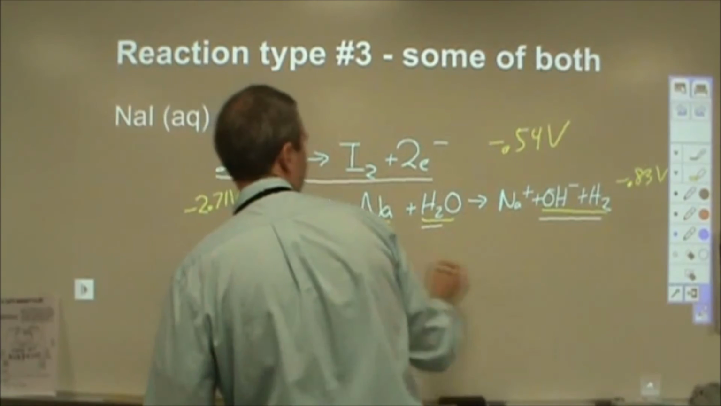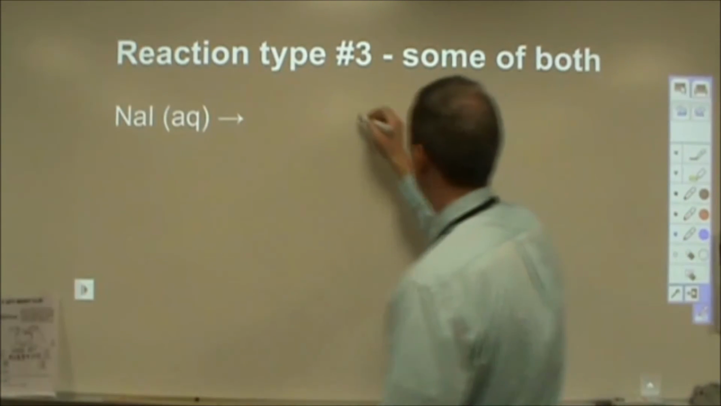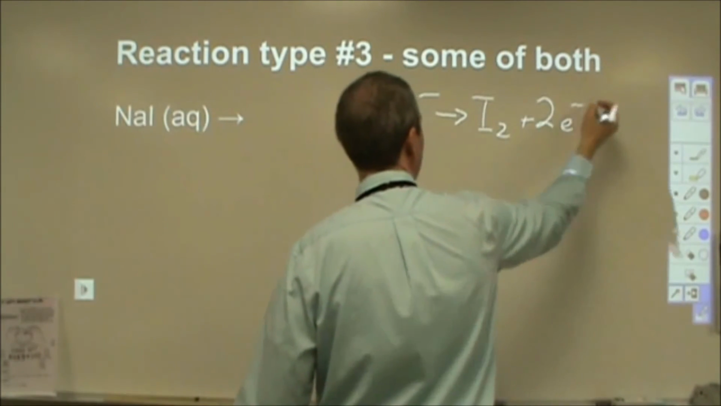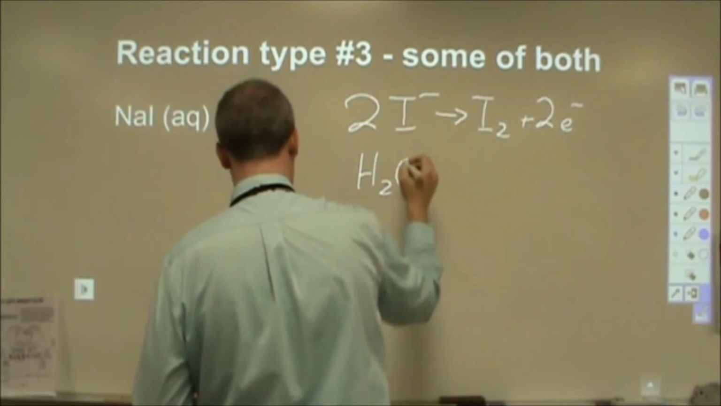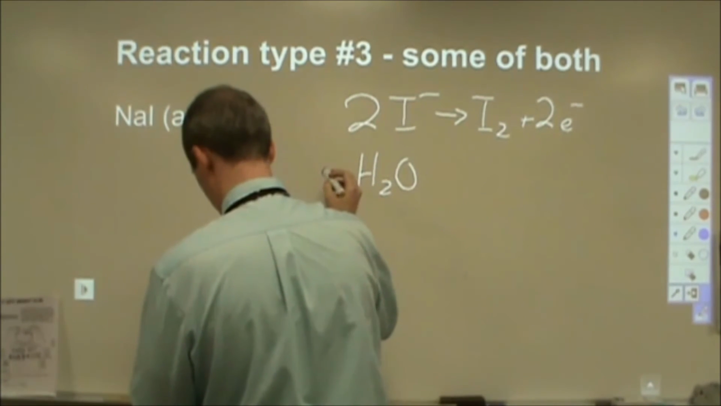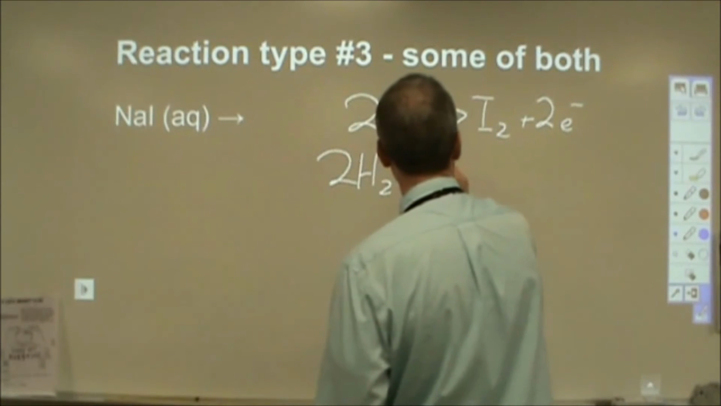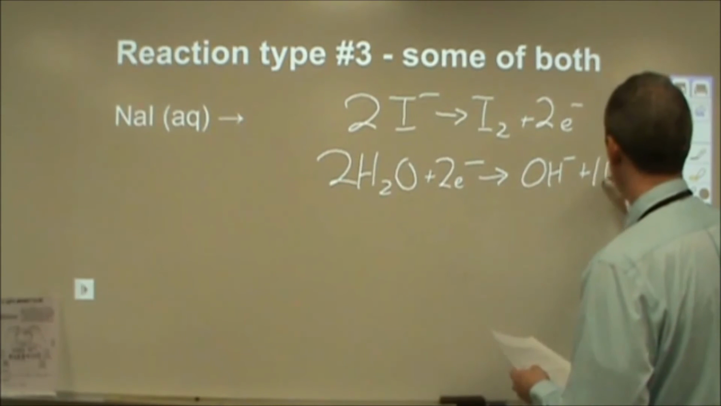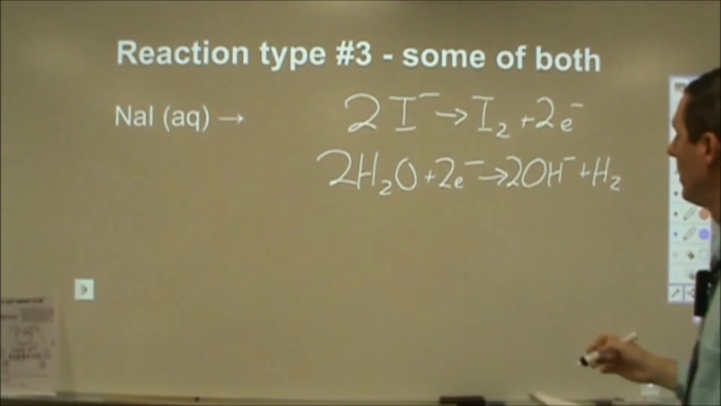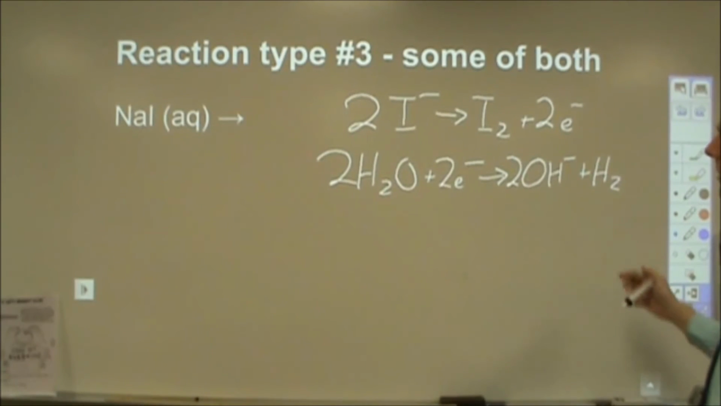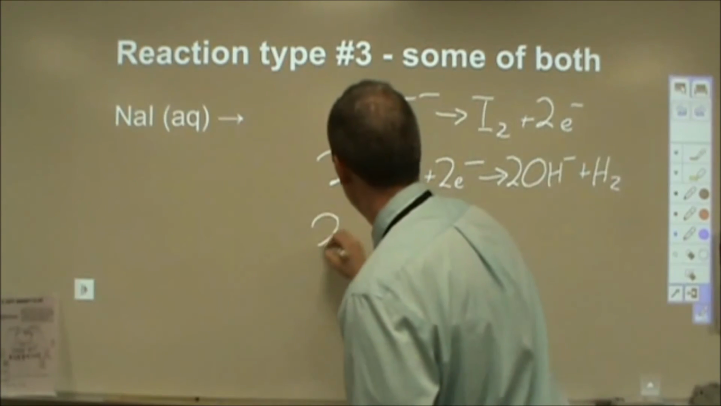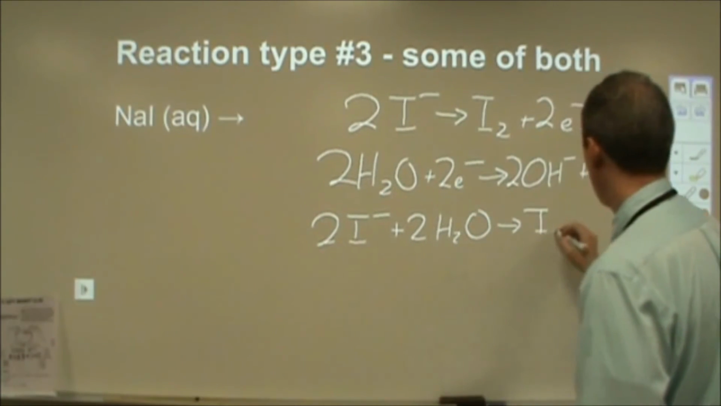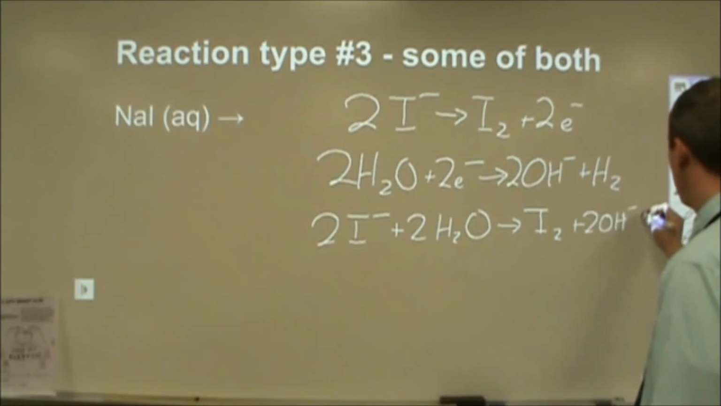Now, if we go ahead and rewrite this, we will have two iodides turning into iodine. And then we will have our water half reaction, which would be two of these plus two electrons becoming hydroxide, hydrogen gas, like that. So this is going to be what our reaction is. We can then combine these to form this. Two iodides plus two waters turns into iodine, two hydroxides, and hydrogen gas.